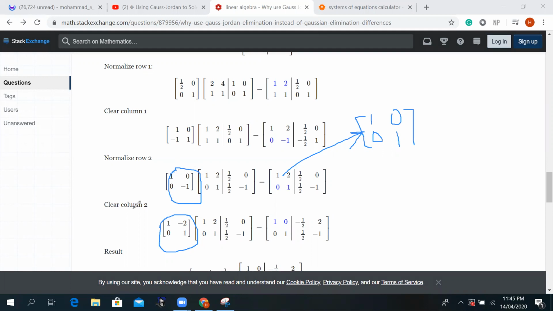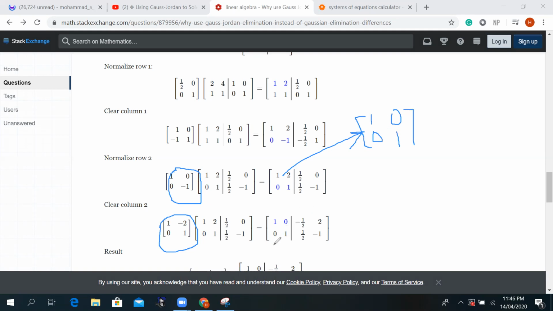And after this, I will do clear column 2. So in order to clear the column 2 here, when I say clear column 2, I mean I have to remove this 2 and replace this 2 with 0. So in order to do this, I have to basically use this second row. So if I multiply it with minus 2 and add it to the first row, then this 2 will become 0. Okay, so that's what I'm going to do. So this becomes 1 and 0. Okay, and if you do this operation, you see that after this, you actually end up with this 1, 0, 0, 1, the one that is our desired.